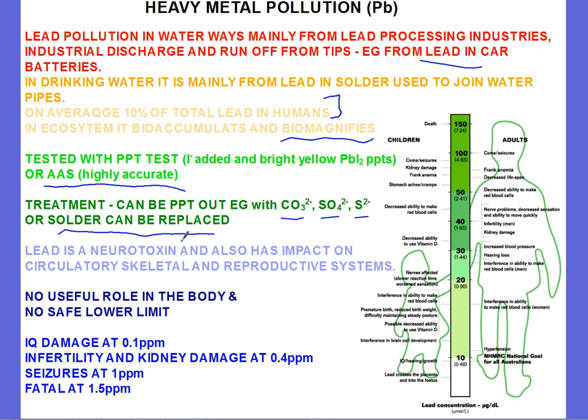Why is that such a concern? Well, lead's a neurotoxin, which means it damages your nervous system. It also has an impact on the circulatory system, skeletal system, and reproductive systems as well. Lead has no useful role in the body, and there's no safe limit for lead in the body.